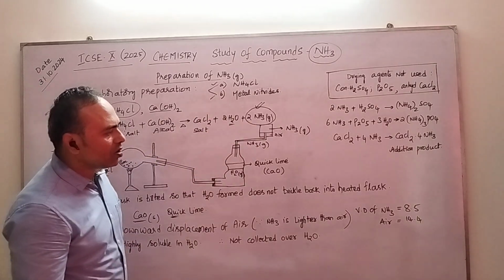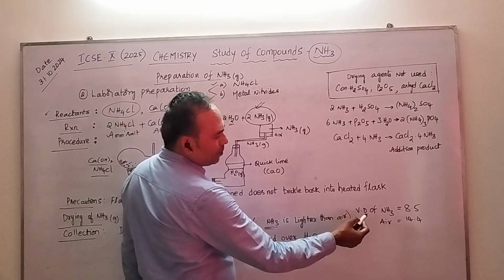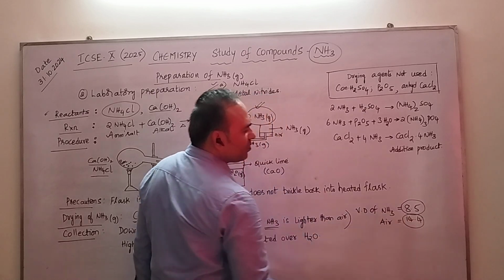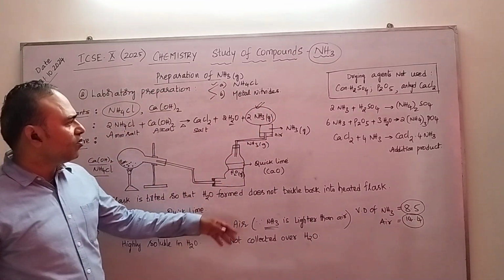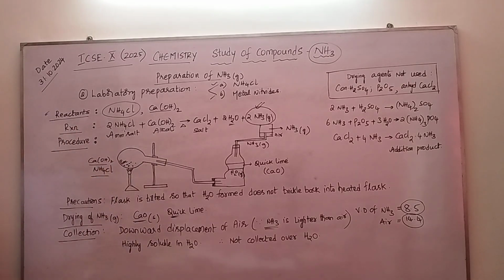Why is it so? Because ammonia is lighter than air. We can see this. Vapor density of ammonia is 8.5, but vapor density of air is 14.4. So therefore ammonia will be above the air.